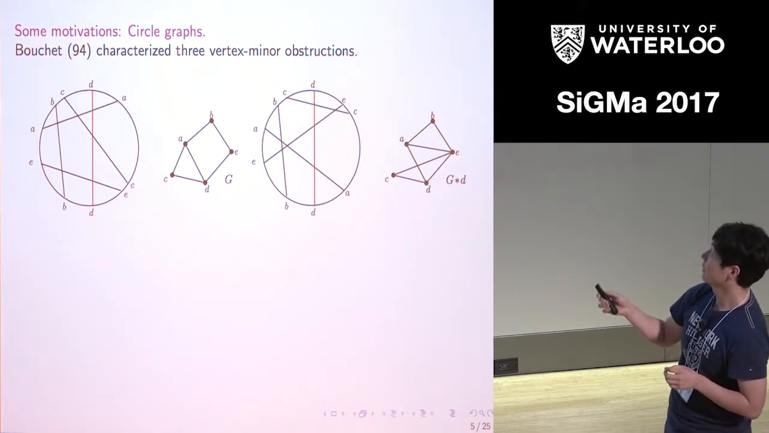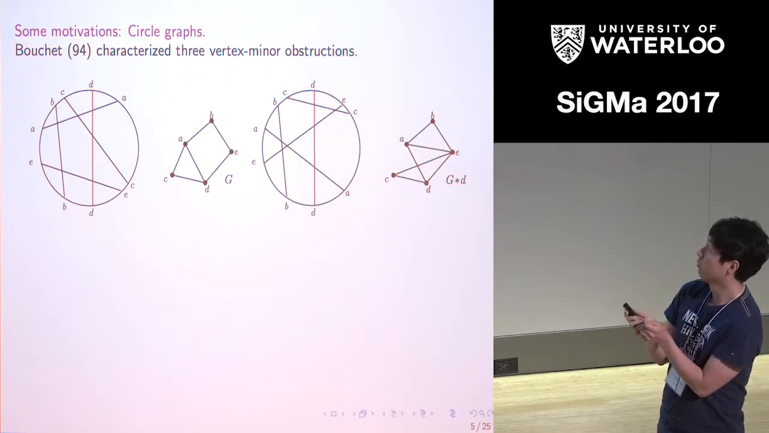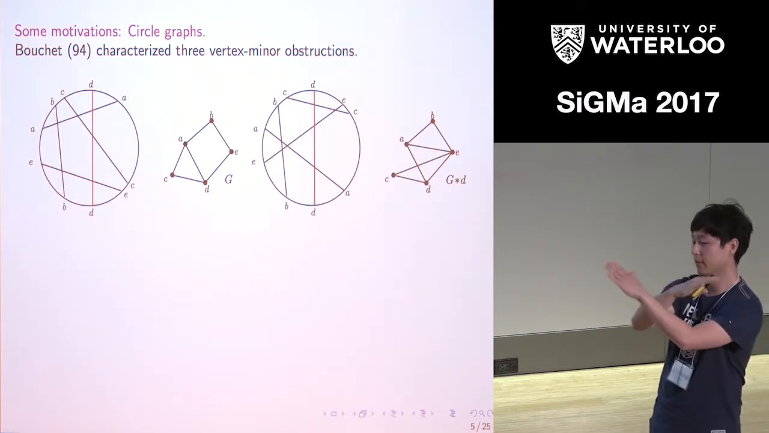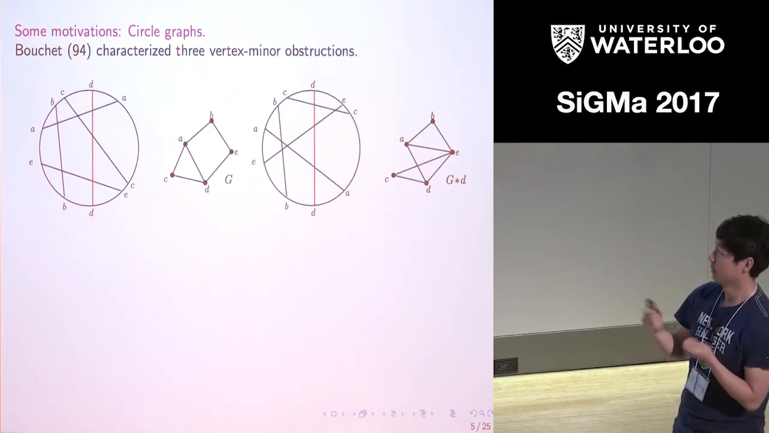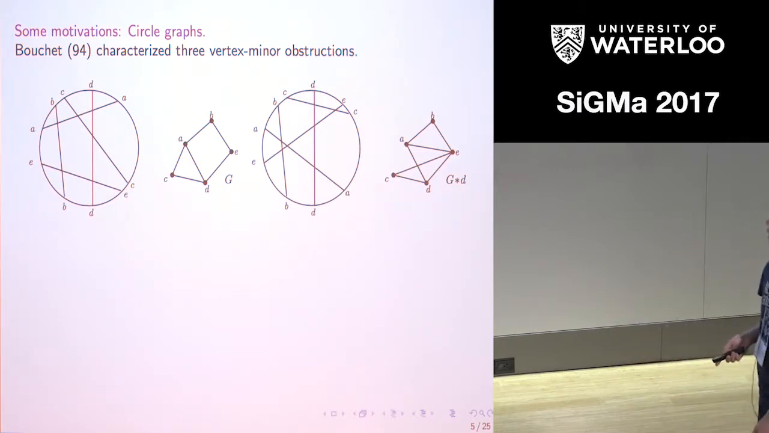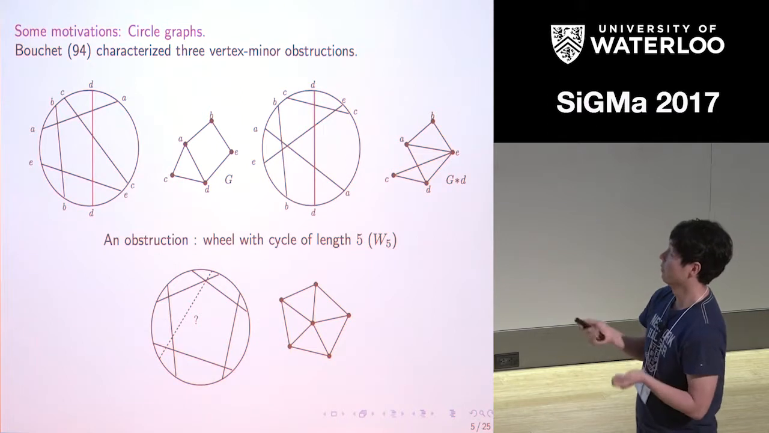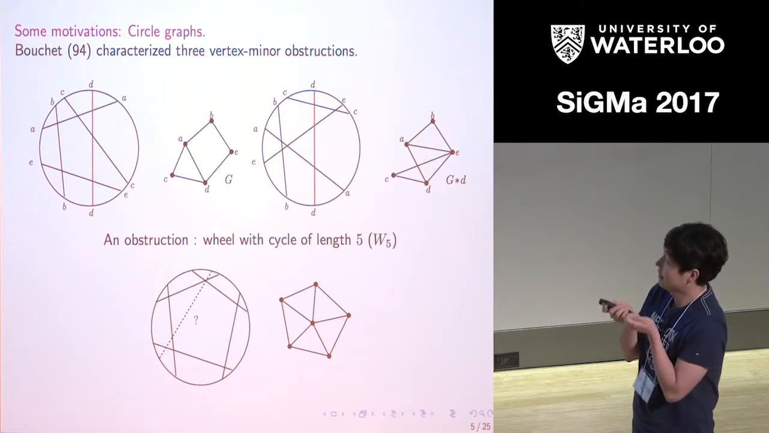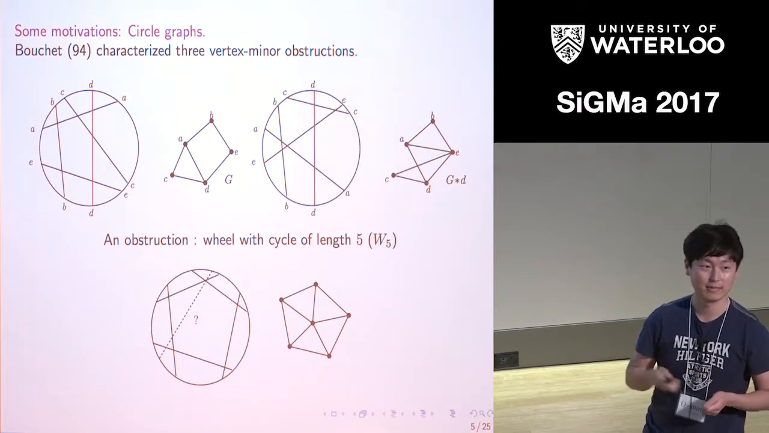Then you can easily see that the resulting new graph is actually the result of applying local complementation at the vertex. Previously, if 2 chords crossed, then now they don't cross and there is no edge, and previously, if there was no edge, now this becomes an edge. Bouchet characterized the exact vertex-minor obstructions for circle graphs, and one of them is this wheel graph based on the cycle of length 5. You can easily observe that you can draw a cycle of length 5 here, but you cannot draw a vertex dominating this cycle.